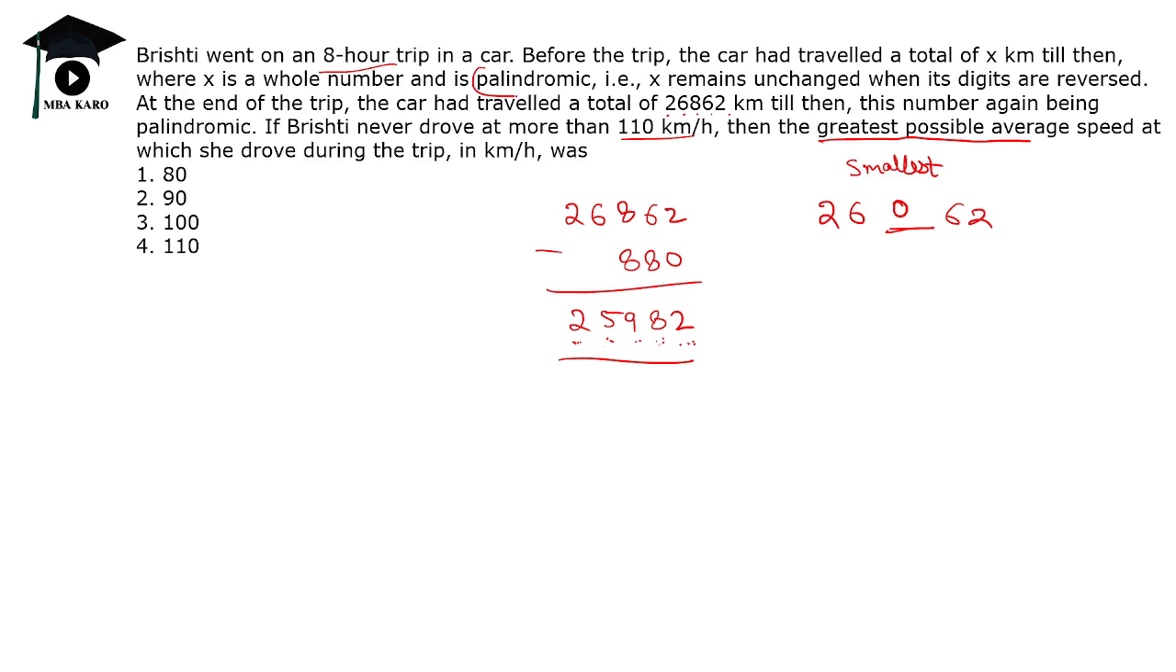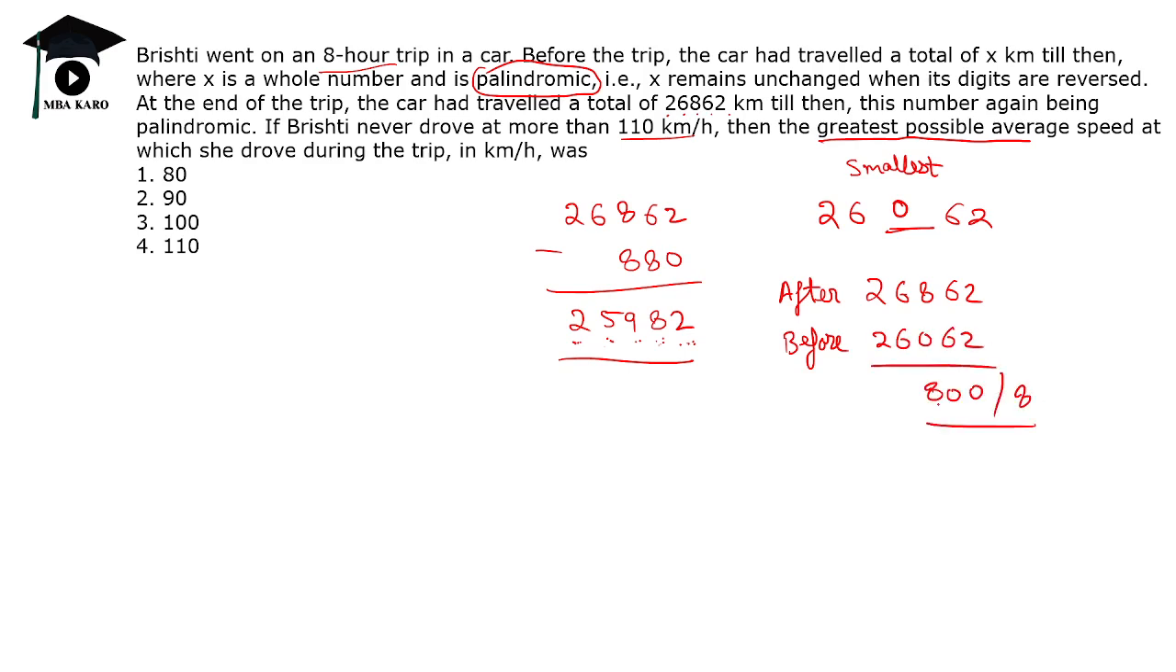So we need to deal with the palindrome number. This is 26862 after the trip, and before it must have been 26062. So the distance is 800 kilometers traveled in 8 hours. So the speed is 100 kilometers per hour.